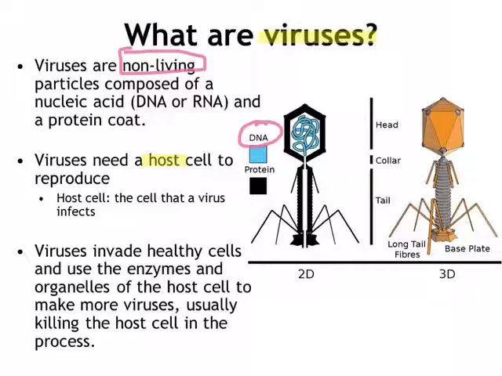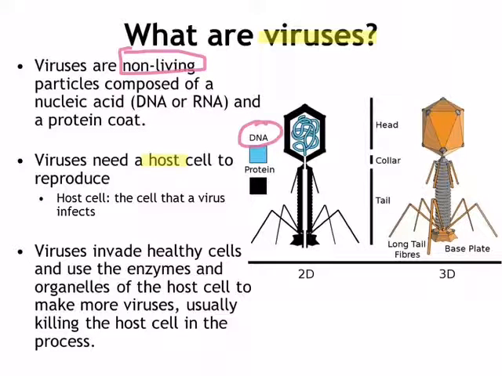Viruses also need a host cell to reproduce. The host cell is the cell that the virus infects. And what viruses actually do is they go into the cell, they take over the cell, and they use the cell's parts to make more viruses. And the viruses reproduce, and then eventually break out of the host cell, which kills the host cell, and then go on to infect more cells. So this is why viral infections can spread really fast in your body and can come on really quickly because they're exploding out of your cells, they're killing your cells, and there's millions of them that are moving all around.